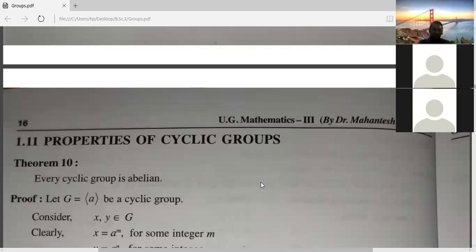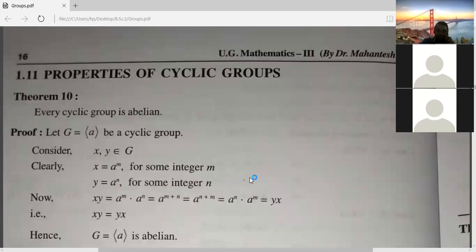Okay. Now you see the properties of cyclic groups. The statement itself says: every cyclic group is abelian. That means we have to prove that a cyclic group is abelian. Now, what is meant by a cyclic group? G equals the group generated by a, that means G is generated by a, or a is the generator of G. That is a cyclic group.